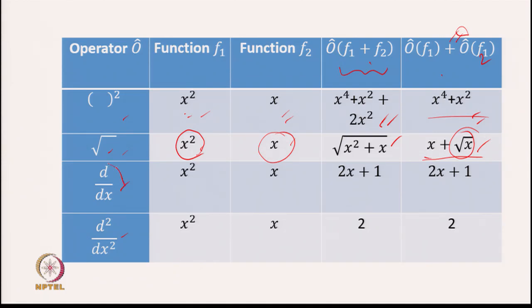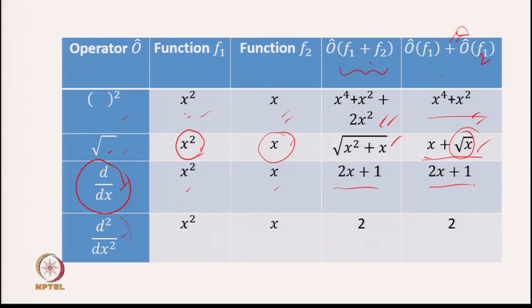Now, you think about d by dx, same functions I have taken, x square and x. Differentiate x square plus x with respect to x, what you will get is 2x plus 1. And if you do it separately, again you are going to get the same thing. And what does that mean? That means d by dx is a linear operator.